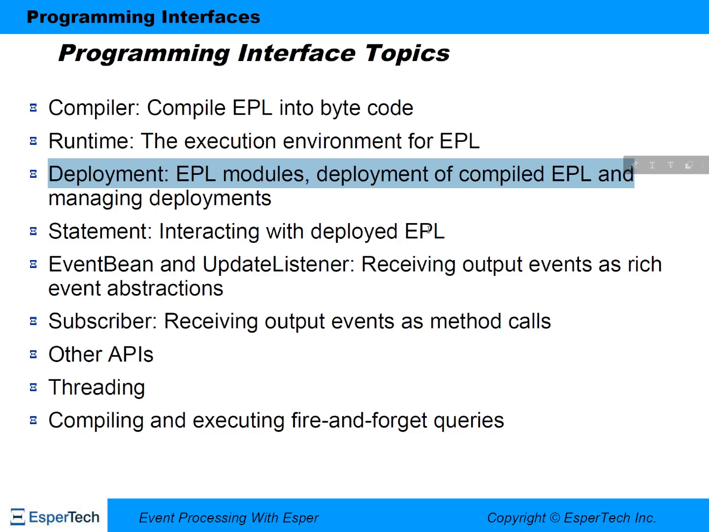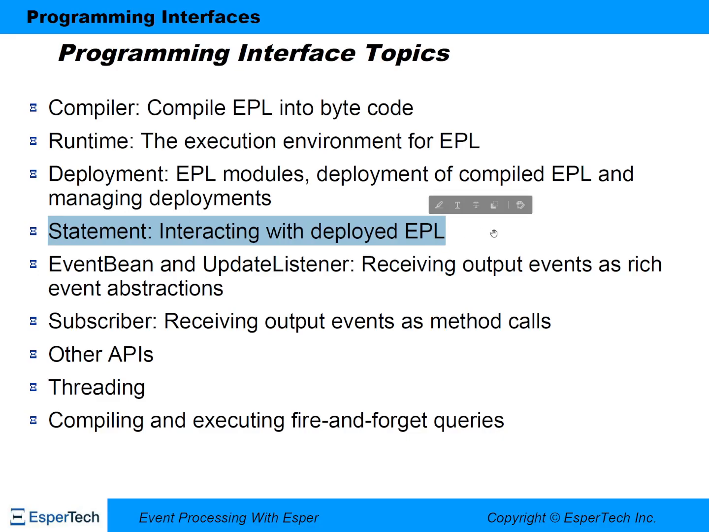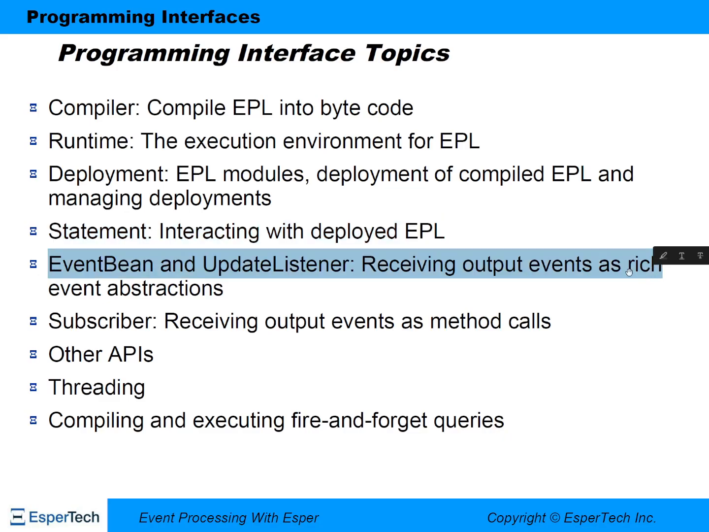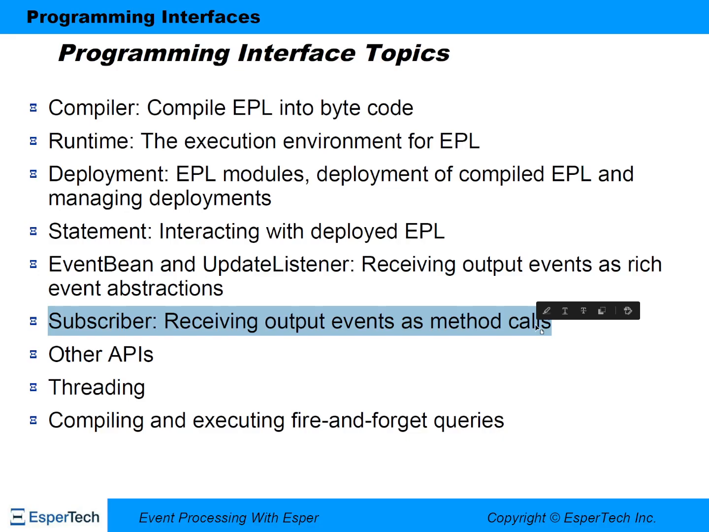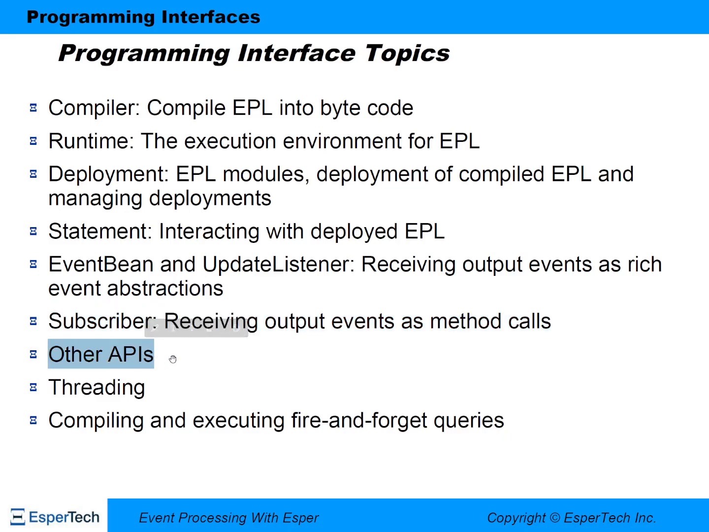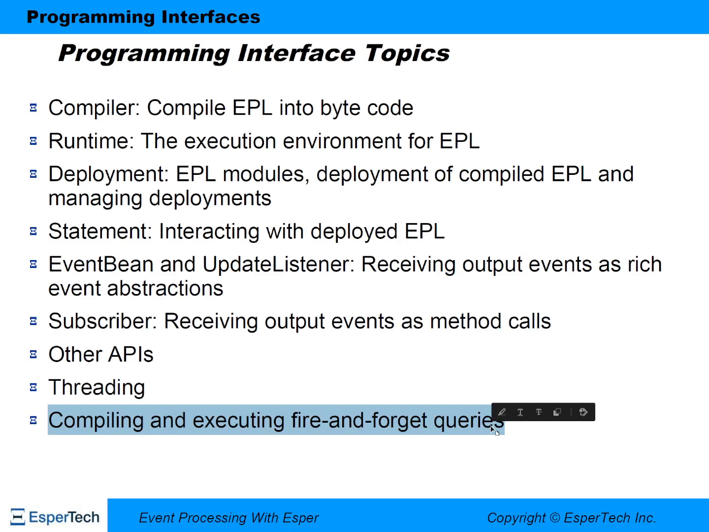In the statement section we learn about interacting with deployed EPL. The event bean and update listener section are useful when receiving output events as rich event abstractions. The subscriber section has details about receiving output events as method calls. Other APIs will go into further programming interfaces that can come in handy. The threading section provides information related to multi-threading. Last, we discuss compiling and executing fire and forget queries.